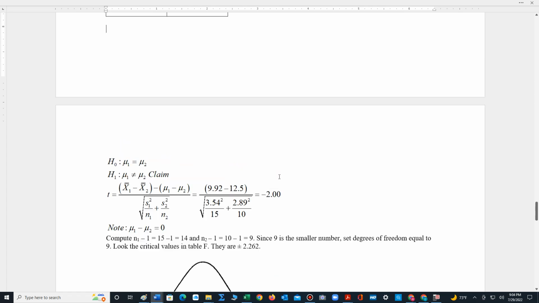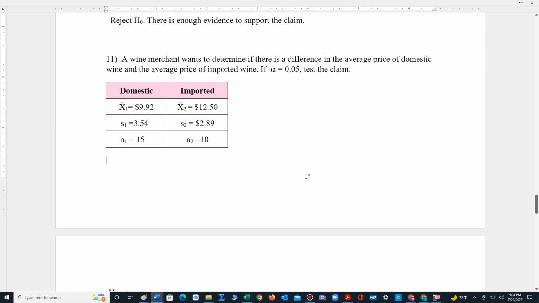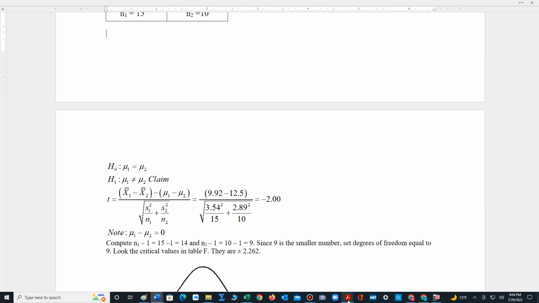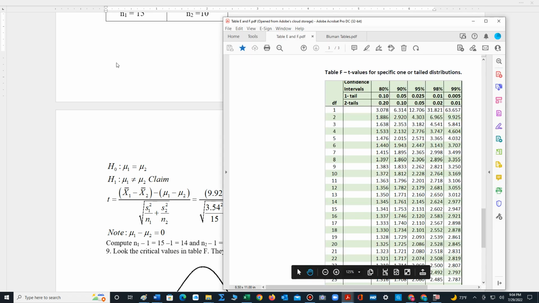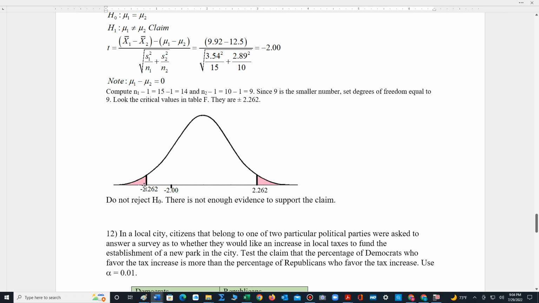And then we look up our critical value. So it's two-tailed 0.05, and then go down to 9: 2.262. So that's how we get negative 2.262 and positive 2.262. The test point is negative 2. That's going to fall short of the critical regions. So do not reject H naught.